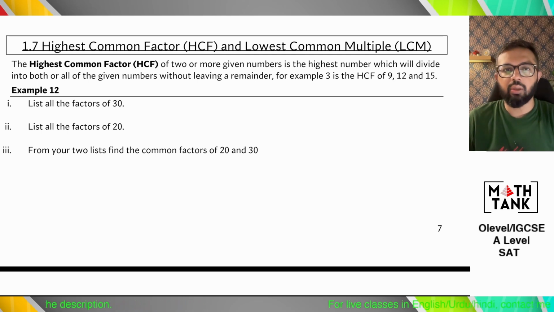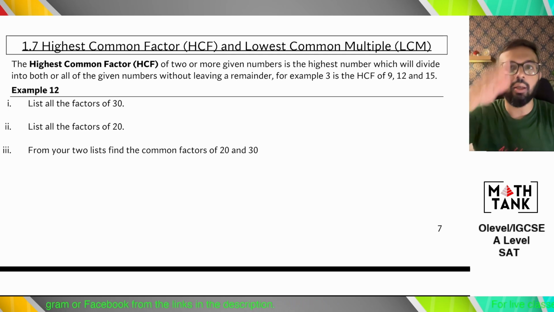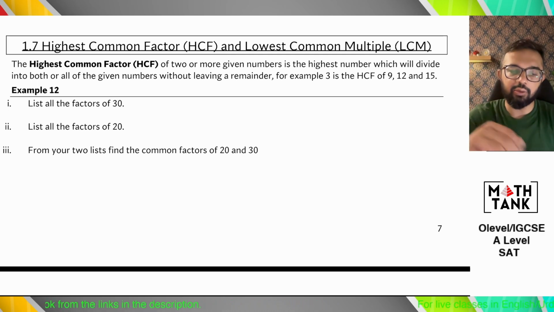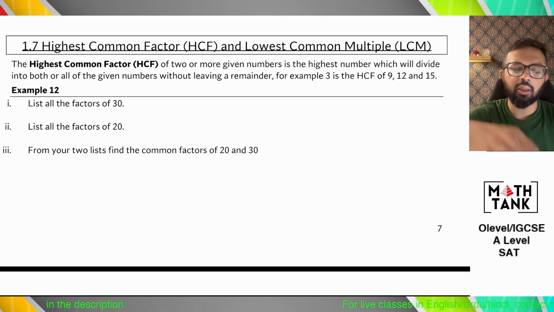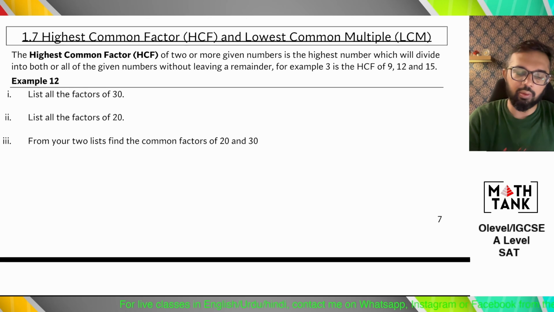The highest common factor of two or more given numbers is the highest number which will divide into all of the given numbers without leaving a remainder. For example, 3 is the highest common factor of 9, 12, and 15. Now, I understand that some of you have already done the process where you find the highest common factor by putting it into a prime factorization and dividing, and I'm going to do that in a bit. But here the question is not directly asking me to find the highest common factor, it's asking me to list all the factors of 30.